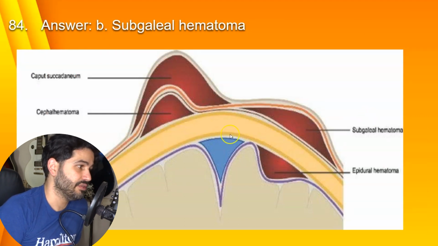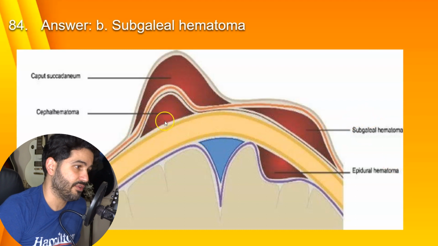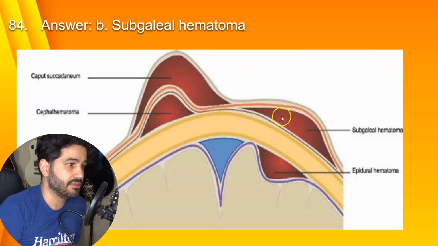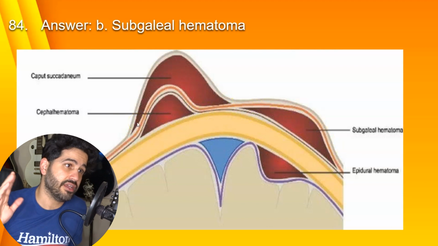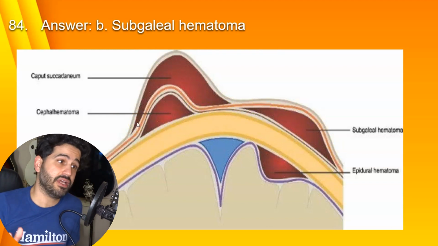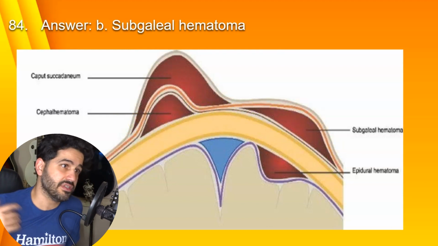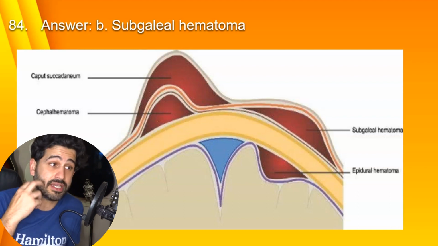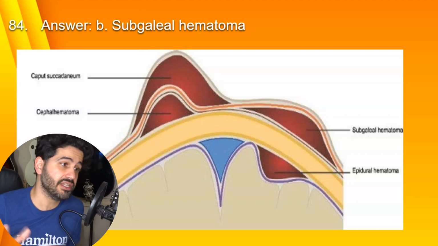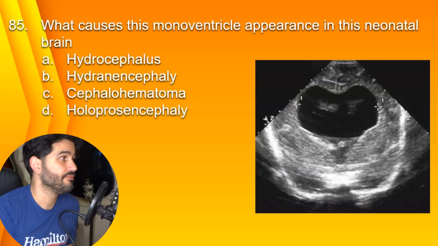All right. So this is your cephalohematoma here, and a subgaleal hematoma will cross over, and they can be extremely large, and they can cause the patients to lose a lot of blood and become anemic as well. So it's much different than a cephalohematoma.